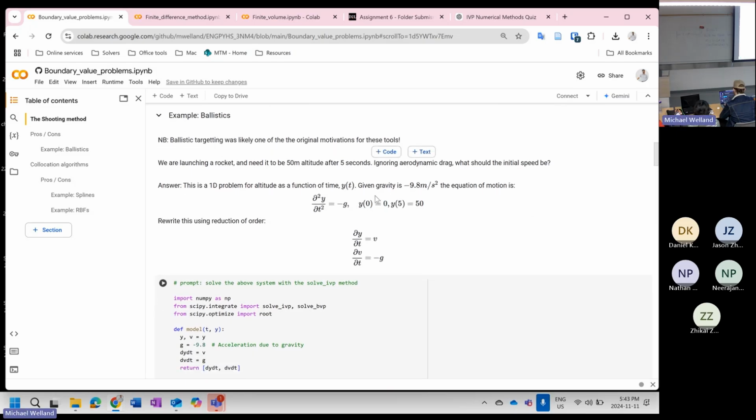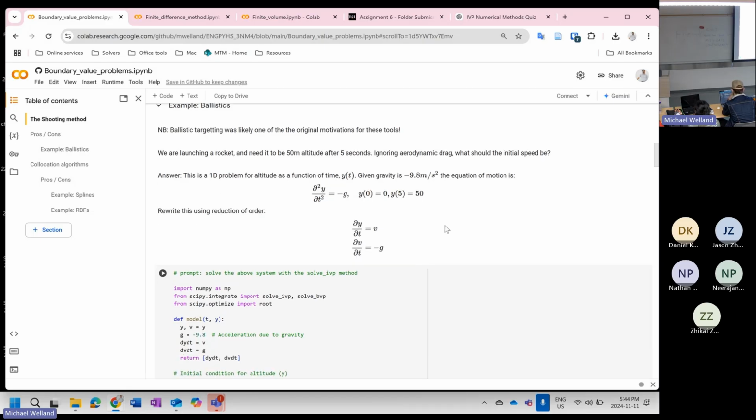So this one, you'll notice that it's actually pretty familiar. We did this with finite difference already. Launching a rocket needs to reach 50 meters altitude in 5 seconds, ignoring drag. What would the initial speed be? First of all, it's a 1D problem of altitude as a function of time, y as a function of t, right? Given gravity, we know the equations of motion. Super simple. Here's a boundary condition, 0 and 50 on either side.